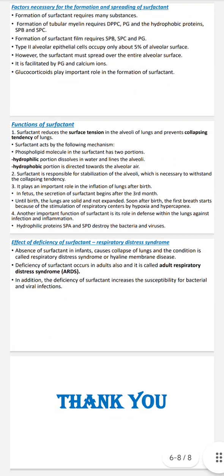And next one is functions of surfactant. The main function of surfactant is to reduce the surface tension in the alveoli of the lungs and prevent the collapsing tendency of the lungs. The surfactant acts by the following mechanism. The phospholipid molecule in the surfactant has two portions: one is hydrophilic and another one is hydrophobic. The hydrophilic portion dissolves in the water and lines the alveoli, but the hydrophobic portion is directed towards the alveolar air. And the surfactant is responsible for stabilization of the alveoli, which is necessary to withstand the collapsing tendency.